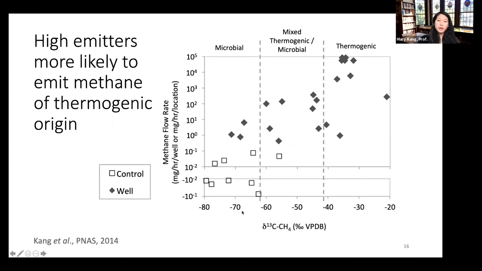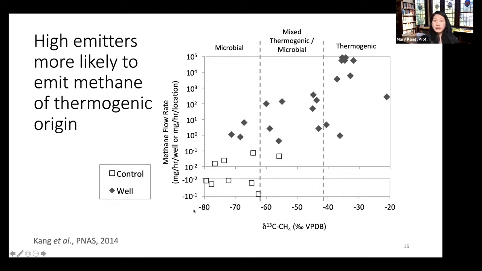And if you have a more negative value, then it's a microbial source. Less negative, then it's thermogenic. So you can clearly see the wells are the gray diamonds, and the controls are the open squares. And you can see that the wells are more likely to be in the thermogenic range, although there's a few in microbial.